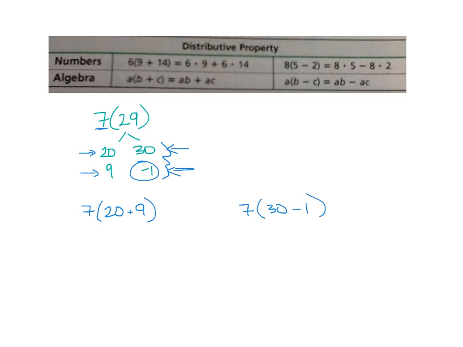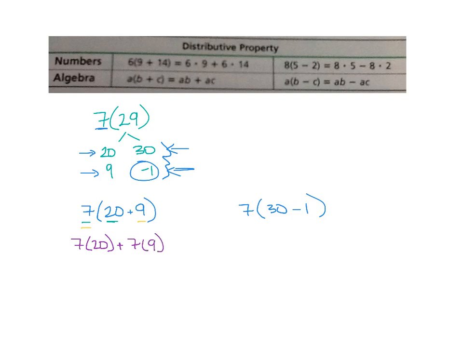Okay? Now how this works is I'm going to take the 7 times 20, and then I'm going to take the 7 times 9. So when I write that out, I need to have the following. I need to have 7 times 20, bring down the plus sign, and then have 7 times 9, okay?